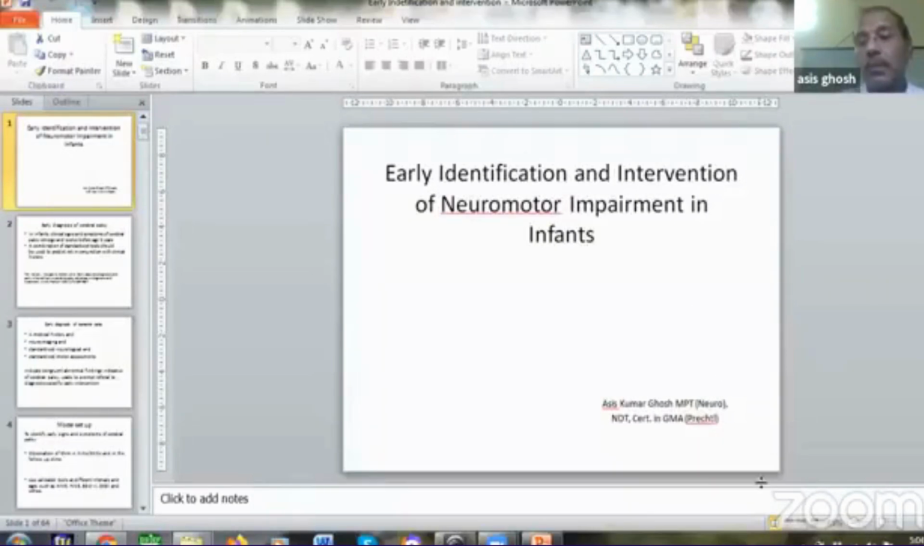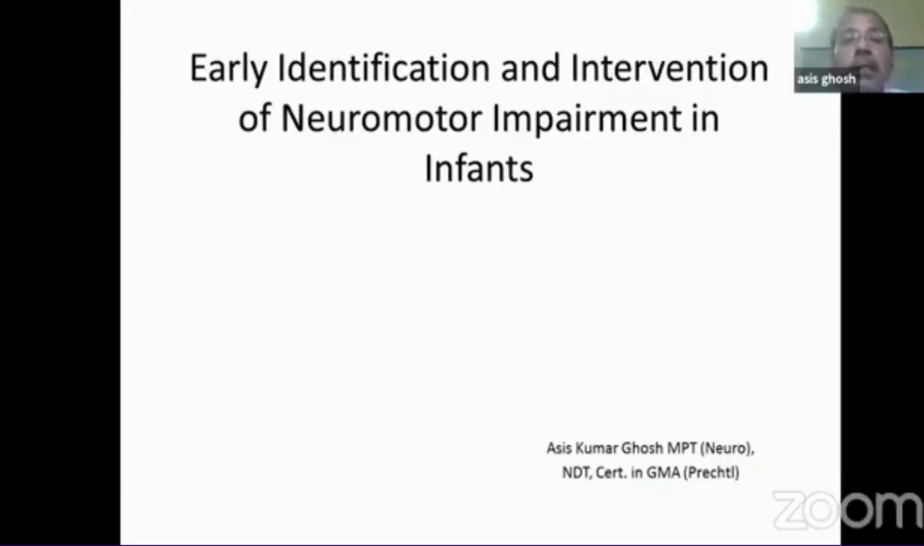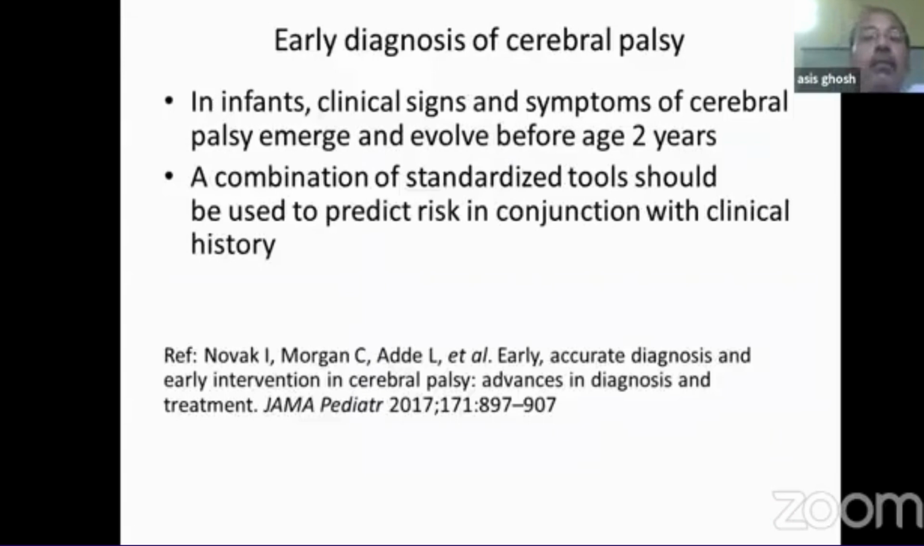So I will start with my first slide. So this is early identification and intervention. And then we will start with early diagnosis of cerebral palsy. In infants, clinical signs and symptoms of cerebral palsy emerge and evolve over the 2 years of age. So, it's a gradually evolving process. And as the cerebral cortex matures, the picture becomes much more clearer to us.